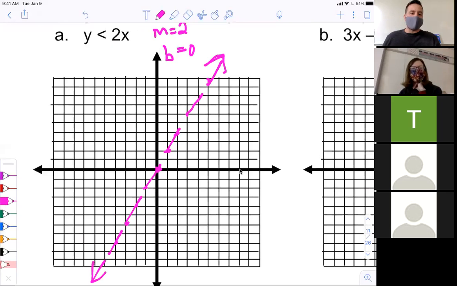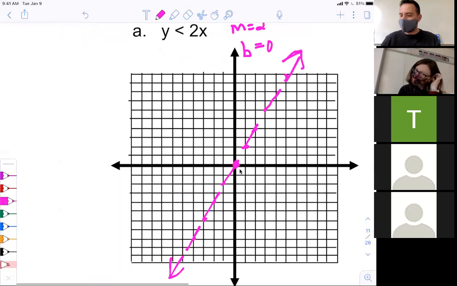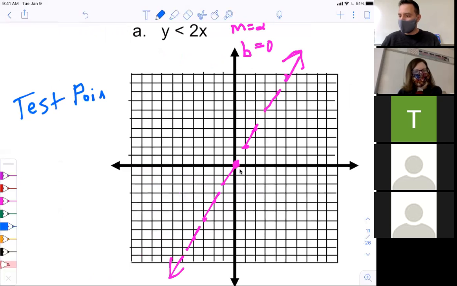Now here's something that we're going to get into. You notice that if we pick 0, 0, that is on our boundary line. So we cannot pick 0, 0. So we have to pick another point. You can use any point that is easy. Peyton, can you give me a test point that's easy to figure out? 1, 2. Yeah, absolutely. So we're going to use 1, 2. Oh, sorry, 1, 2 is on the line.